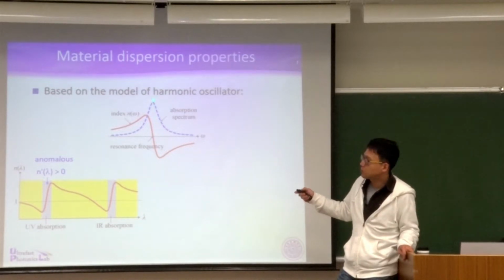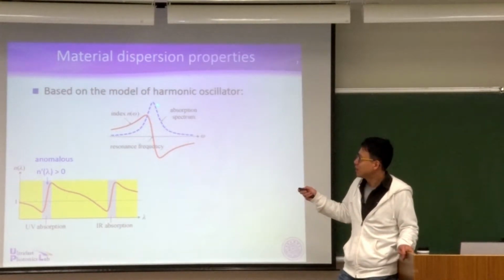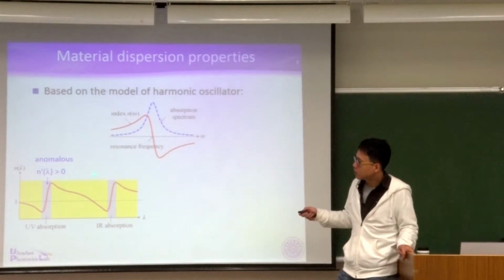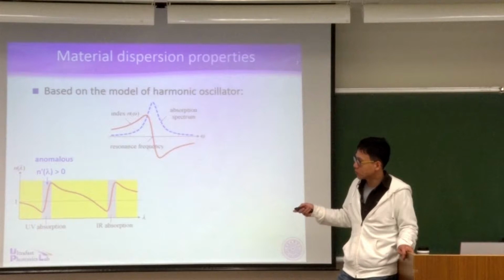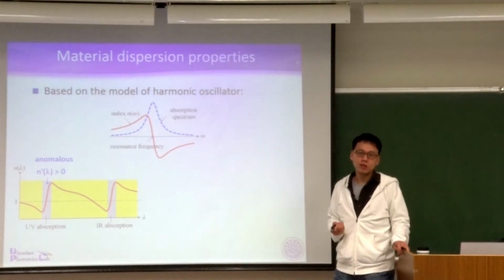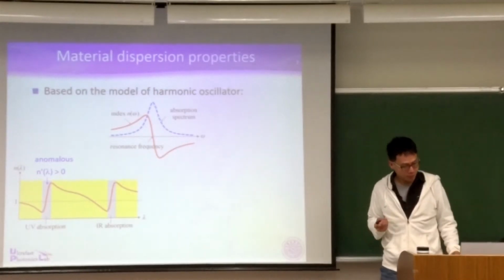Around the absorption peak, your index of refraction appears anomalously or unusually, because typically you are working with transparent regions. So here you got very different characteristics. Anomalous dispersion is characterized by positive slope of the index of refraction spectrum.